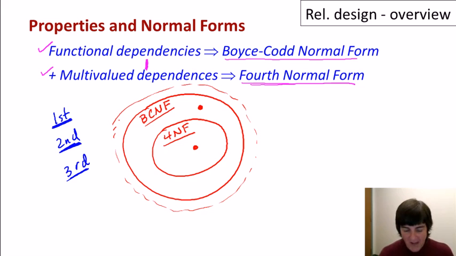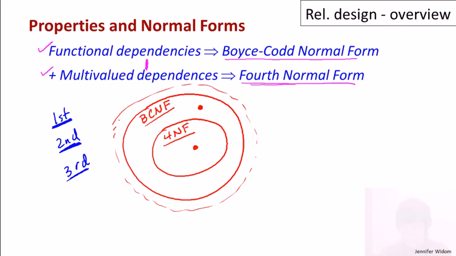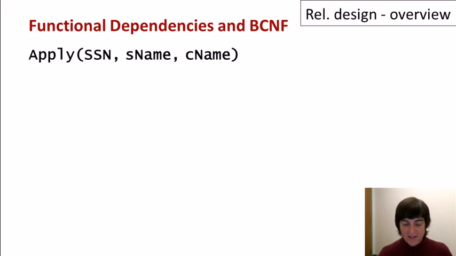So what's going to happen next is I'm going to give some examples to motivate these four concepts: functional dependencies, Boyce-Codd normal form, multi-valued dependencies, and fourth normal form. And then later videos will go into each one in much greater depth. So let me just give the general idea of functional dependencies and Boyce-Codd normal form. And we'll use a very simple example, an abbreviated version of our apply relation that has student social security numbers, the student's name, and their colleges that the student is applying to.